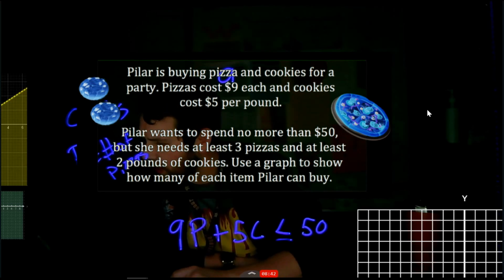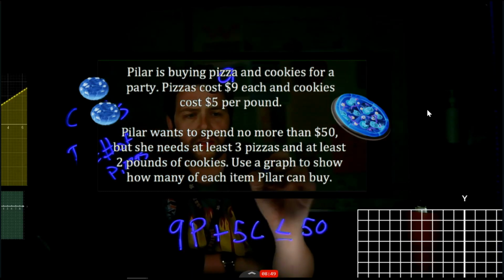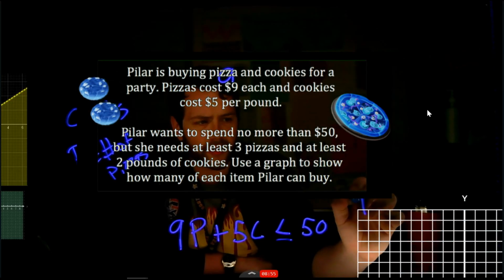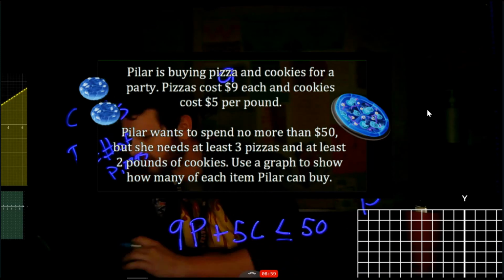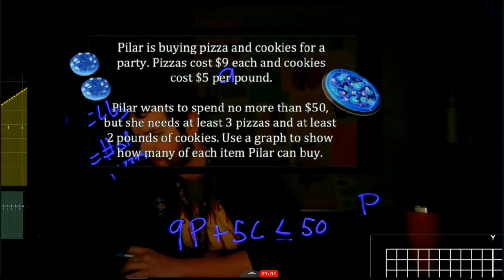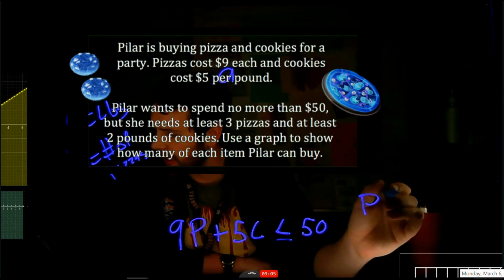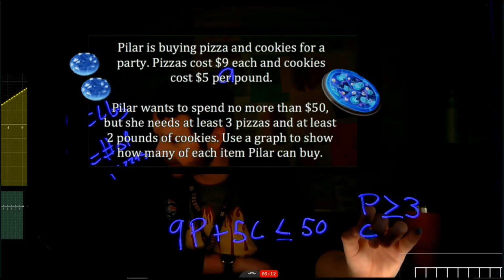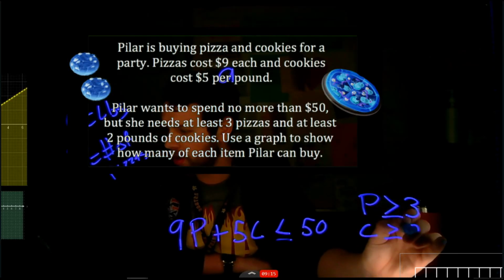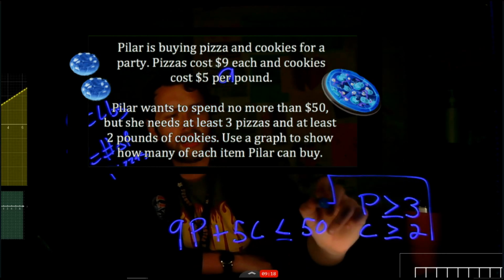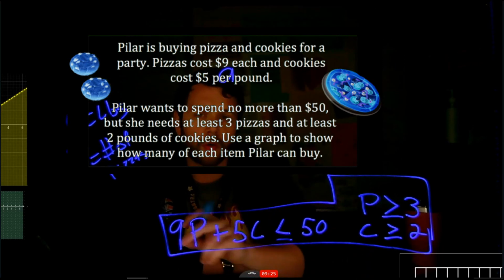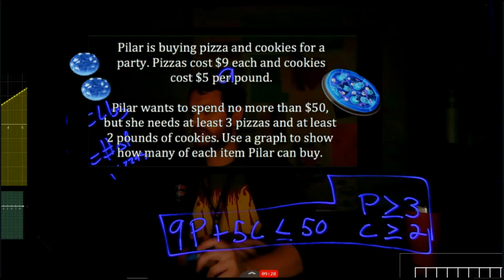I'm not sure what to do with that second part because it doesn't say to keep it less than something. I could say now that the number of pizzas, we got a couple more little inequalities here. The number of pizzas she buys, she needs at least 3. So the number of pizzas needs to be bigger or equal to 3. And the number of cookies needs to be bigger or equal to 2. So those will be our 3 inequalities there. Two for how many of each, and this one for pricing.